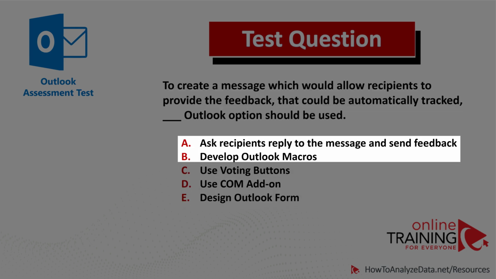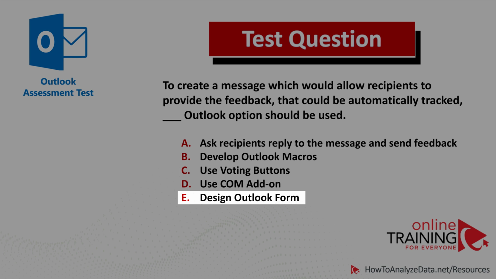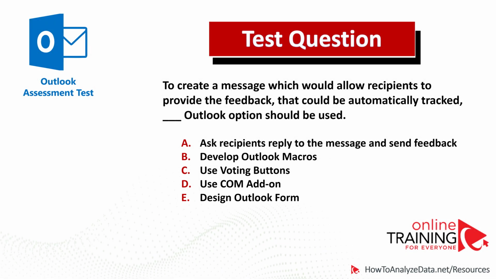Choice A, ask recipients to reply to the message and send feedback. Choice B, develop Outlook macros. Choice C, use voting buttons. Choice D, use COM add-on. And choice E, design Outlook form. Do you think you know the answer? Let's see if we can get to the correct answer together.